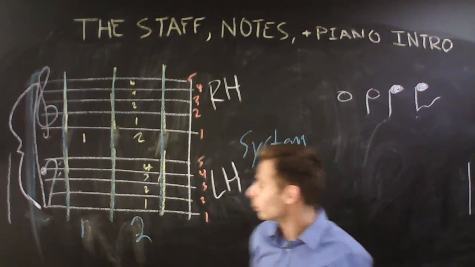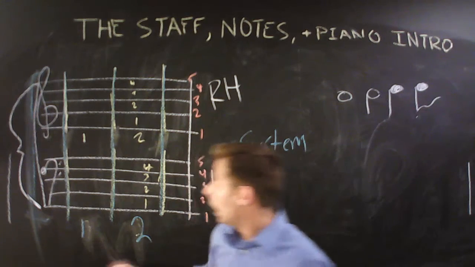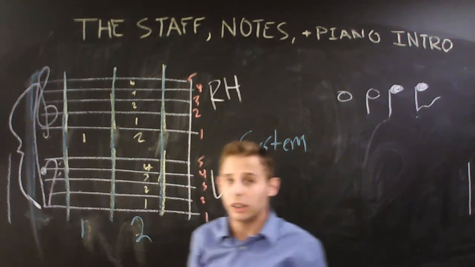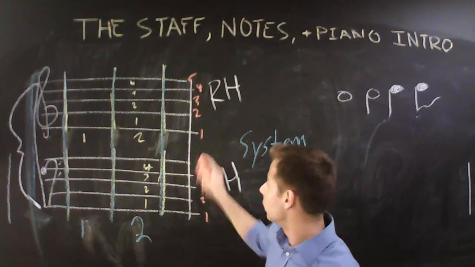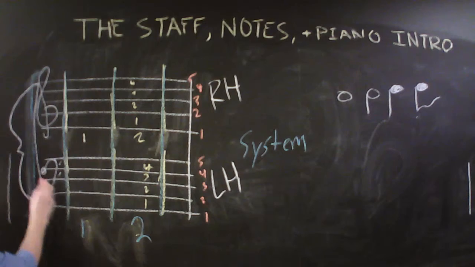Now something I want to talk about is this. On any staff, no matter what clef it is, you have lines 1, 2, 3, 4, and 5. So let's highlight those. I want to highlight line 3.